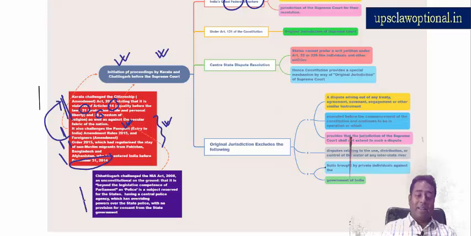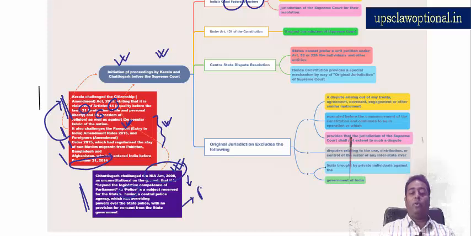Whereas Chhattisgarh went before the Supreme Court on a different issue. They have challenged the NIA Act, which governs one part of the police functions of the state. Now Chhattisgarh says that police is a state subject. If you make an amendment to the NIA Act, of course it has a bearing on the police powers of the state.